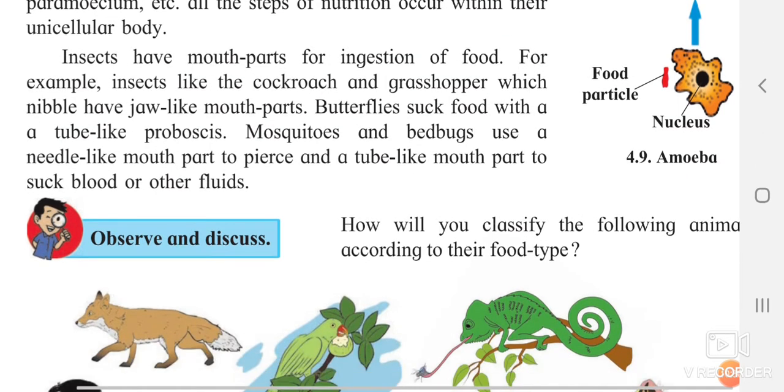Now, insects have mouth parts for ingestion of food. For example, insects like cockroach and grasshopper, which nibble, have jaw-like mouth parts. Butterflies suck the food with the help of a tube-like proboscis. Now you are familiar with mosquitoes. They have a pointed needle which they insert in our body, and they suck out the blood. Yes, the mosquitoes do that work. In the same way, some insects also have a needle-like mouth part which they insert in us, and then they suck the blood from our body.